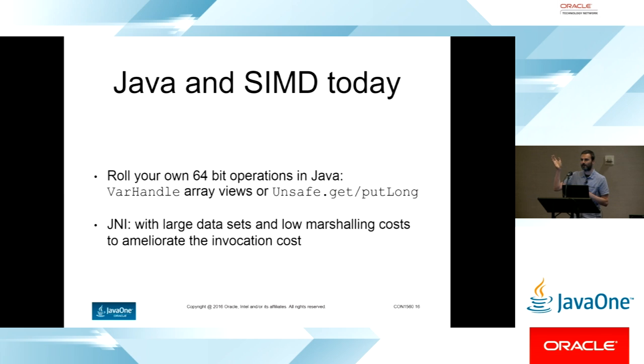How many people have used Unsafe get/put long to try and squeeze out extra mileage from your data? That is dangerous. But people do it, and you've got to know what you're doing. And then people use JNI. How many people have used JNI to get special access to your data, going off heap and making sure everything's nicely aligned? If you use JNI, to overcome its cost, often you might use larger data sets and ensure that your marshalling costs between the boundary of Java and native are low, to ameliorate the invocation costs of JNI itself, which can be expensive.